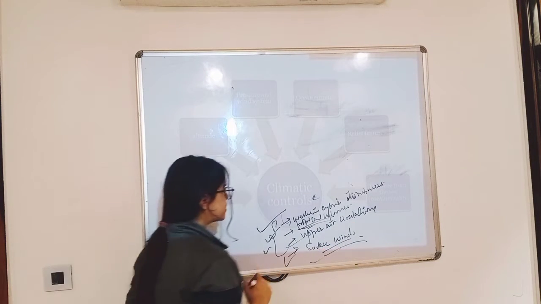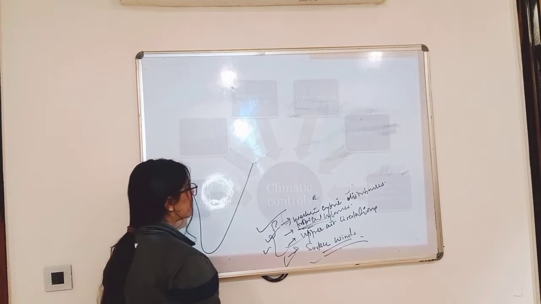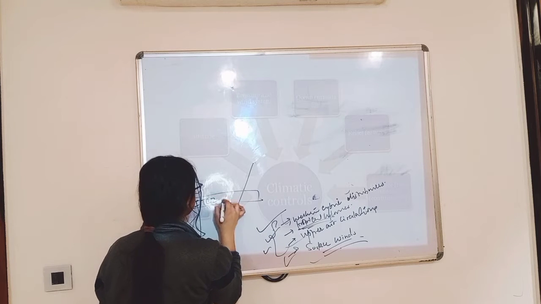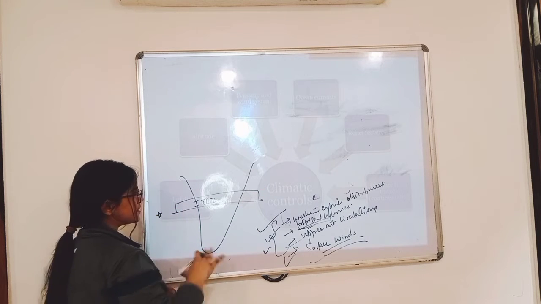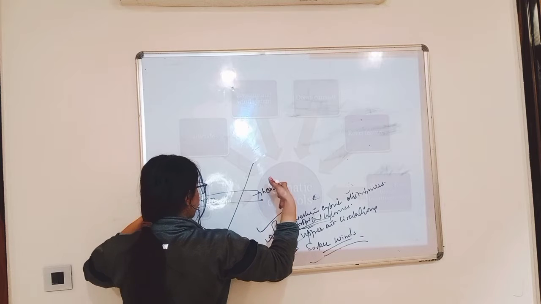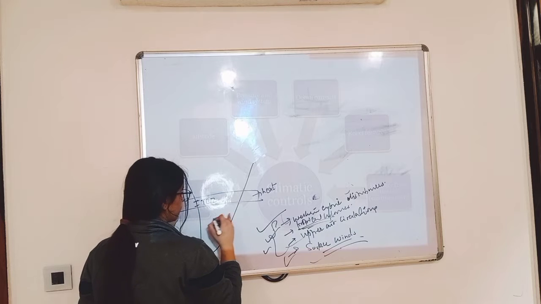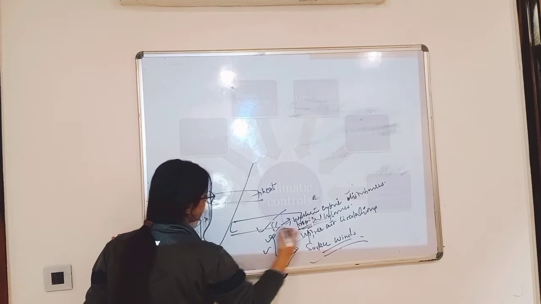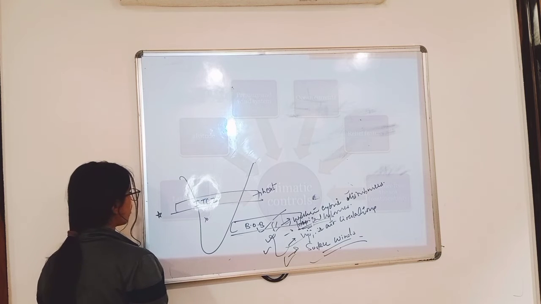Then come tropical cyclones. This is my India. When the monsoon goes, you'll read it later, when the ITCZ belt moves. Now you don't know what ITCZ is. Wait, I'll tell you what that is later. For now, understand that when the heat moves down from the center of India, it reaches over here and comes into the Bay of Bengal. This ITCZ comes into the Bay of Bengal.